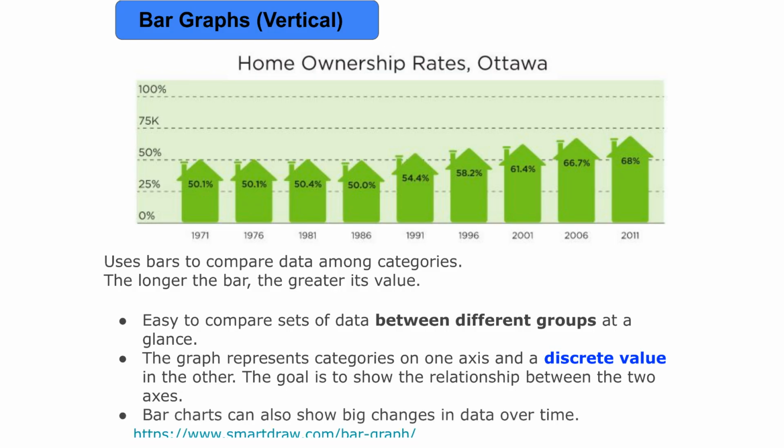And finally, a bar chart also shows big changes in data over time. So in this case, we don't have a really dramatic change, but it's still very clear to see how much change has happened over time. And you can see that there's pretty much a continuous trend of the home ownership rates slowly getting higher in percentage.